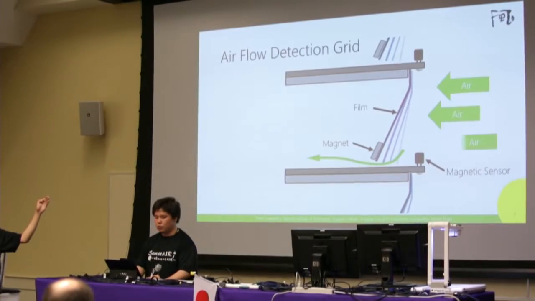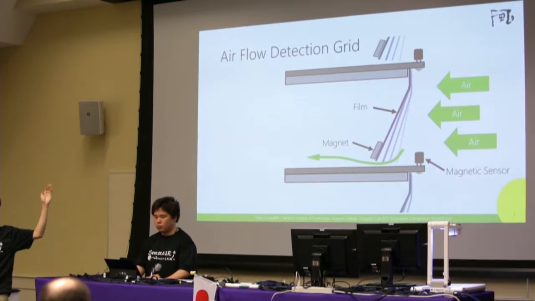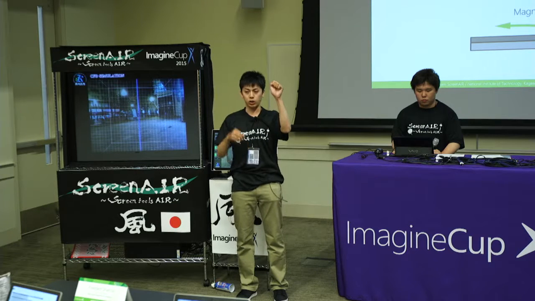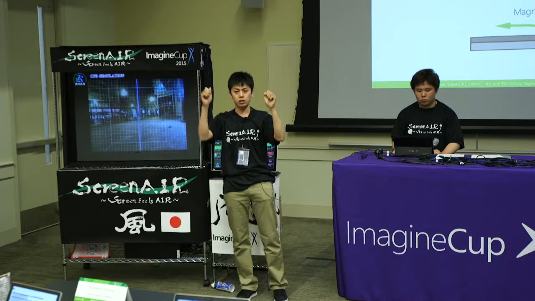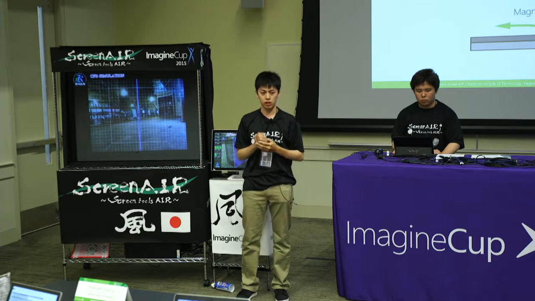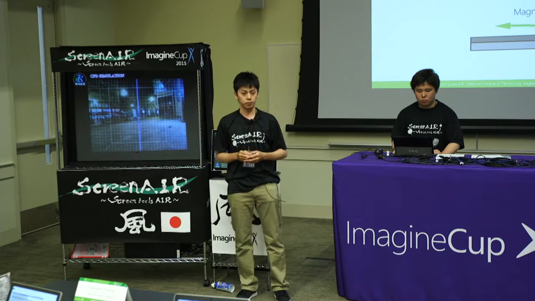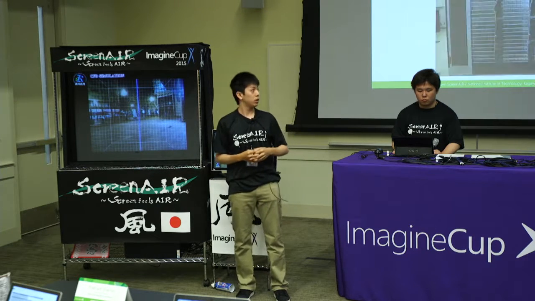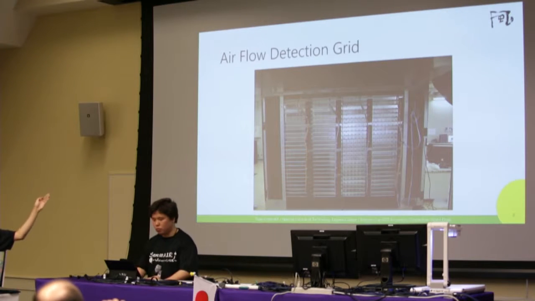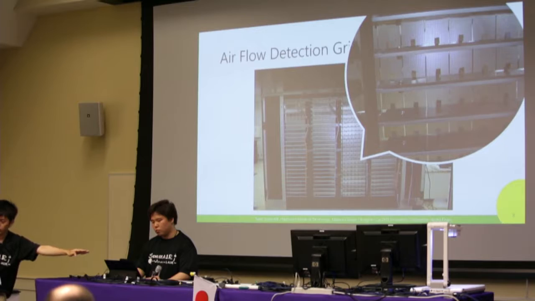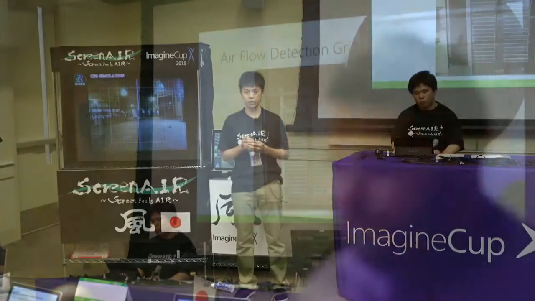This picture shows the structure of ScreenAir. Each sensor has a magnetic sensor, a magnet, and a plastic film. The magnet is attached to the plastic film and located in the rear section of the magnetic sensor. The distance between the sensor and the magnet depends on the air pressure. Thus, the intensity of the magnetic field varies with this distance. The sensor detects changes in the intensity of the magnetic field. This picture is taken from the backside of ScreenAir. There are approximately 800 sensors behind the screen, which are set two-dimensionally. This is how the screen detects the airflow.